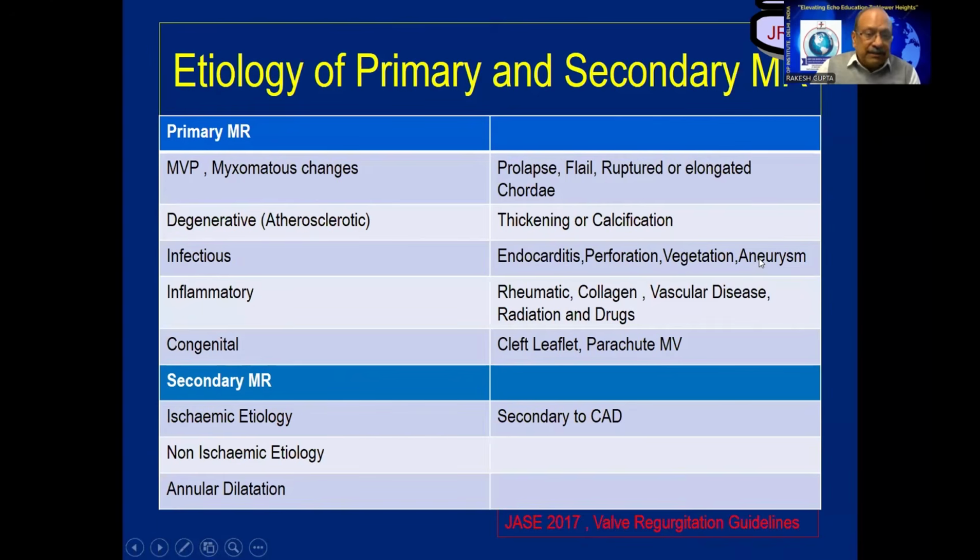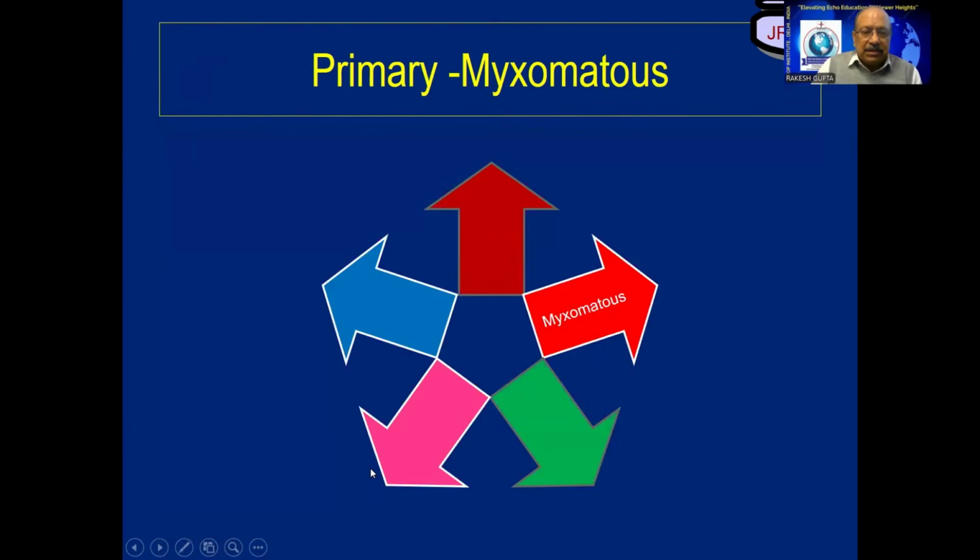I'll show you a couple of examples. Inflammatory or infectious, same. Inflammatory, the majority of the time, is rheumatic heart disease or collagen disorders. And then congenital: cleft leaflet or parachute mitral valves. Secondary is when the LV dilates and the leaflets do not touch each other. That is ischemic mitral pathology. Non-ischemic, very common today, is dilated cardiomyopathies with normal coronaries. Annular dilatation is another etiopathology.